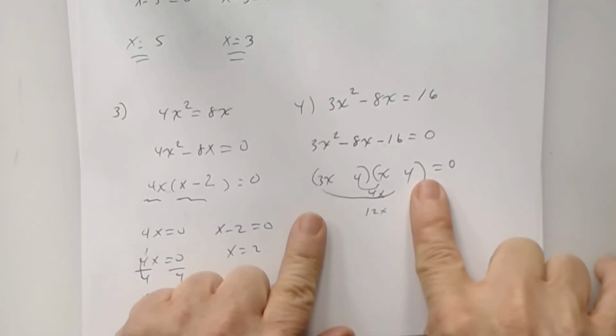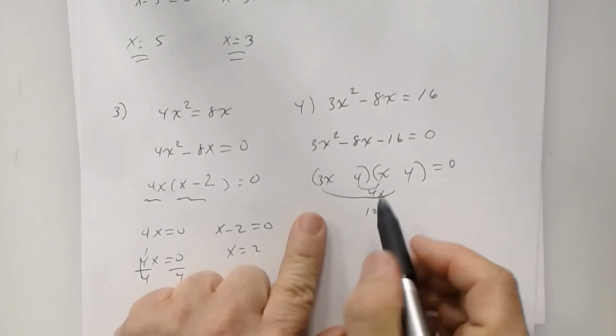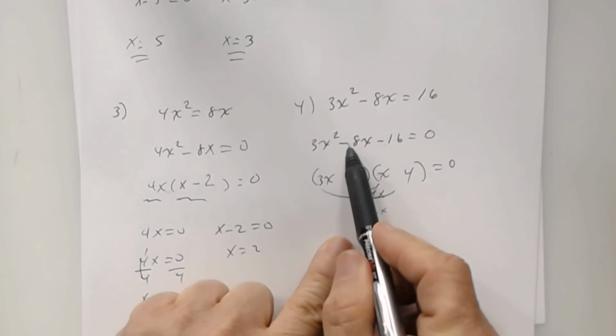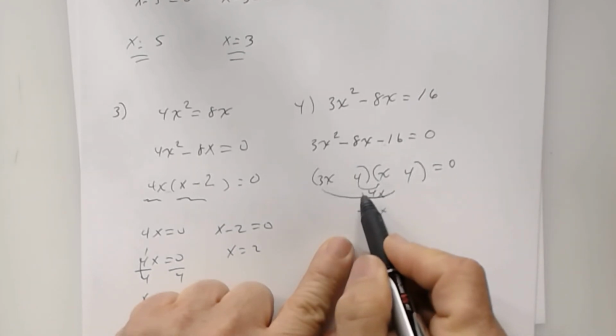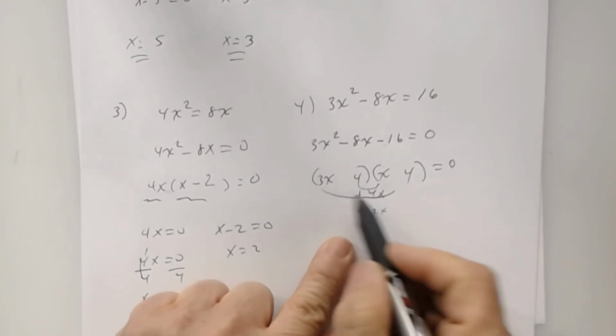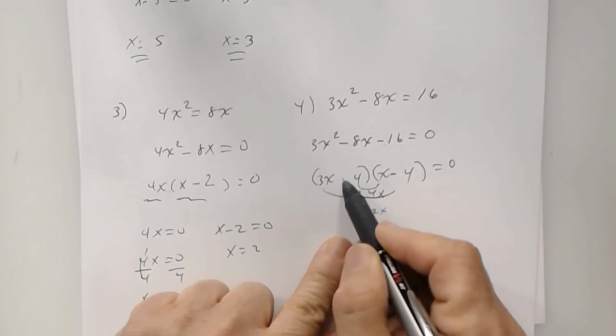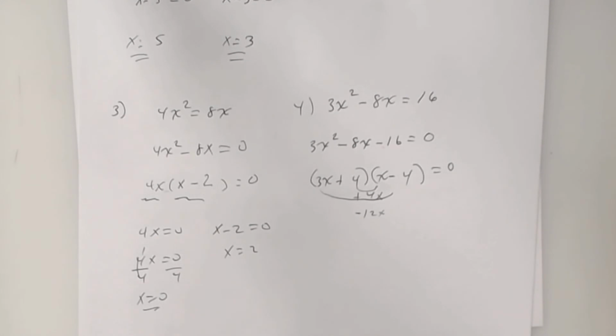I just got to figure out the sign now. So that means that 12x has to be what? Negative, because it's got to be the middle sign. And the 4x has to be positive. So that means that this 4 has to be negative and this 4 has to be positive. All right.